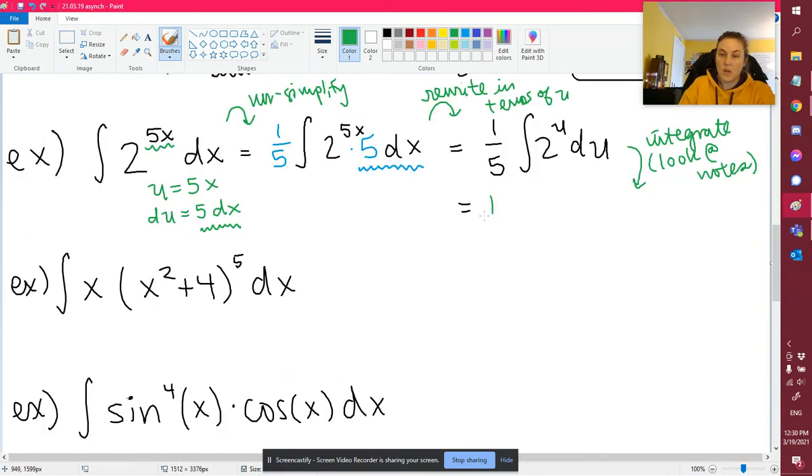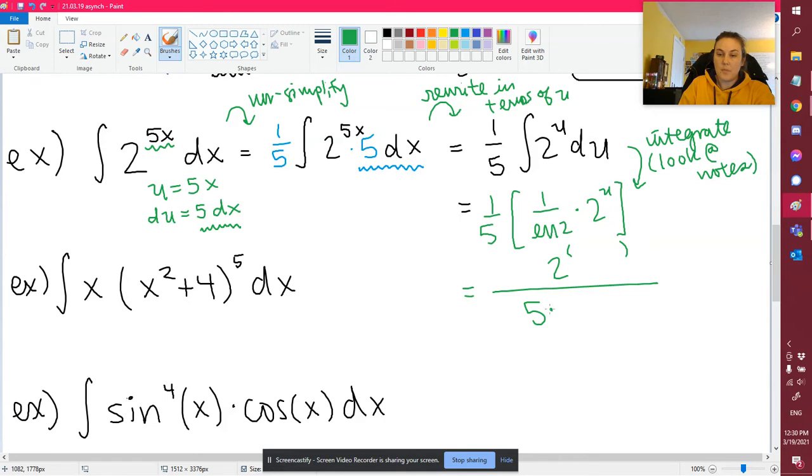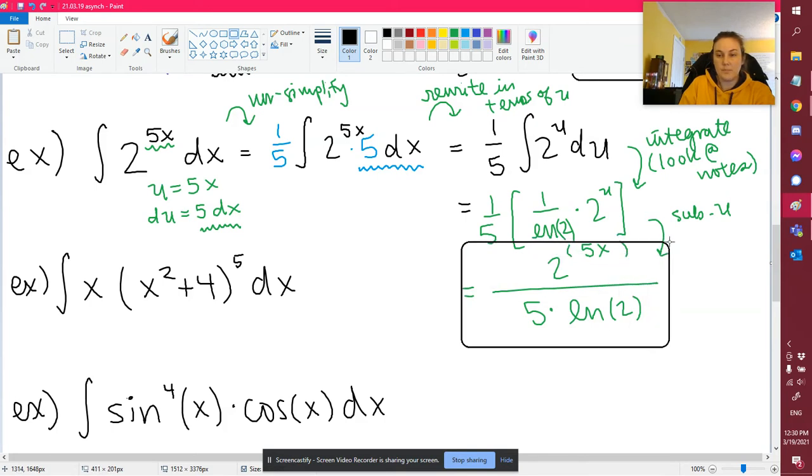Over here, we're going to get the 1/5 stays out front. 1 over the natural log of 2 times 2 to the power of u. I'm going to keep 2 to the u on top. I'm going to keep 5 and natural log of 2 in the bottom. And then I'm going to substitute u. U is 5x, so there should be a 5x here. That's a finished problem.